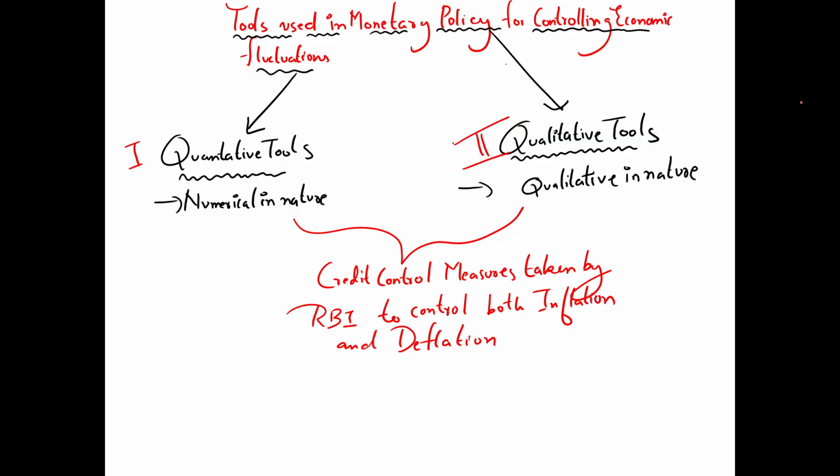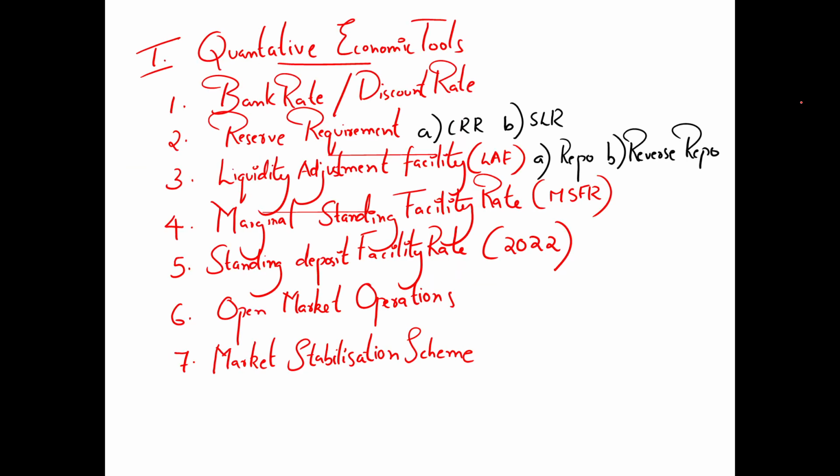So there are two methods. One is quantitative credit control measures or quantitative tools, and the other is qualitative tools. Quantitative tools are mostly numerical in nature, whereas qualitative tools are qualitative in nature. We can learn more in detail. So first we can learn about quantitative tools. There are mainly seven quantitative tools.